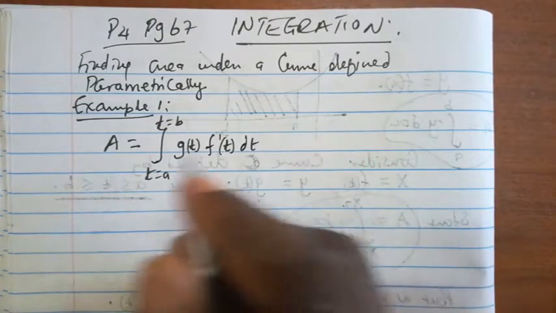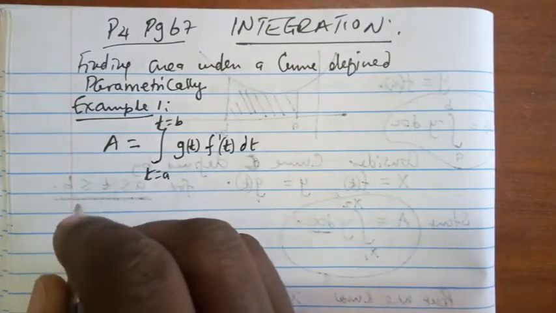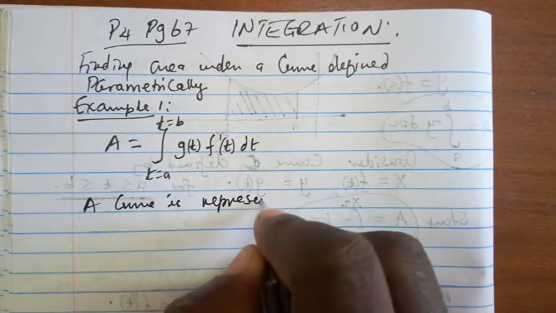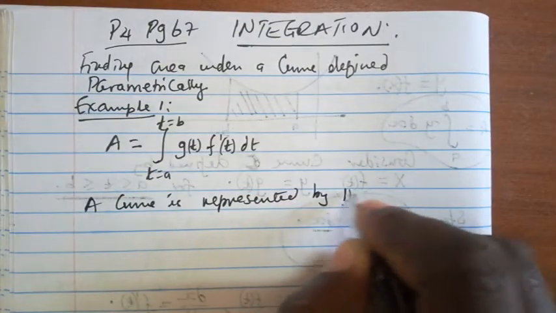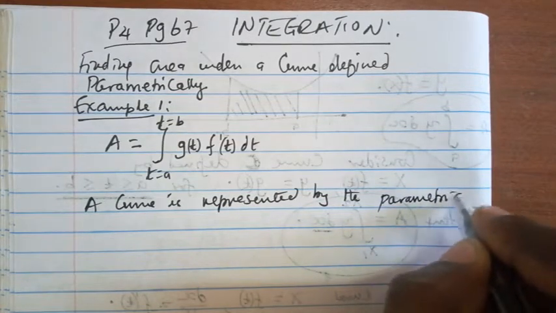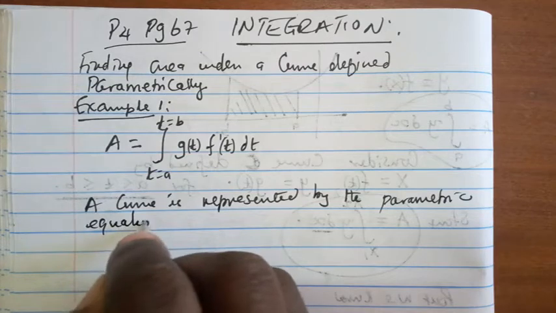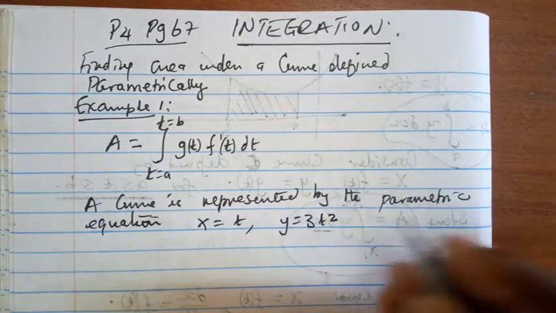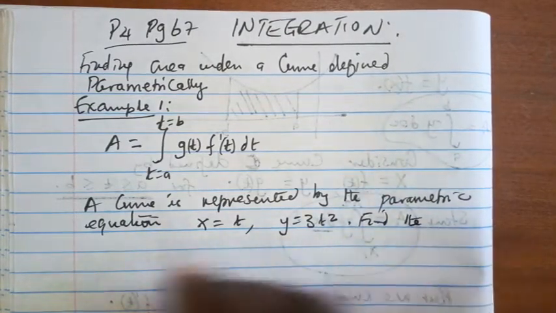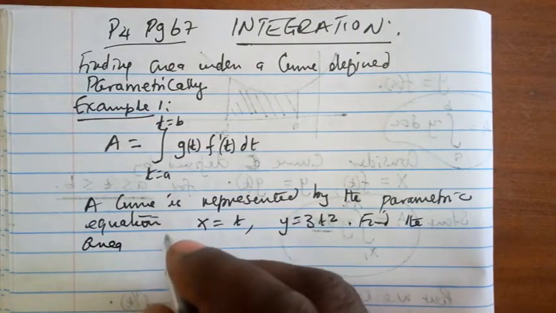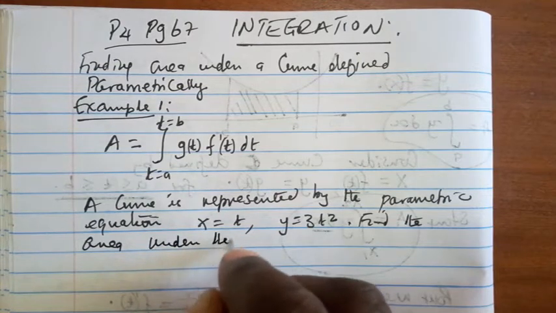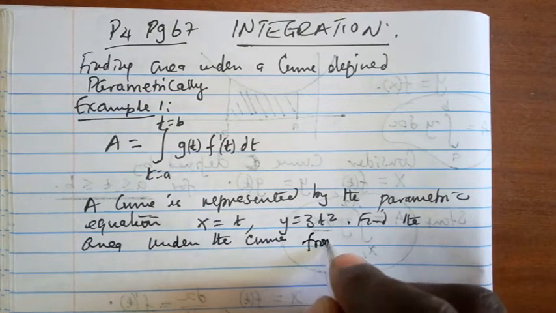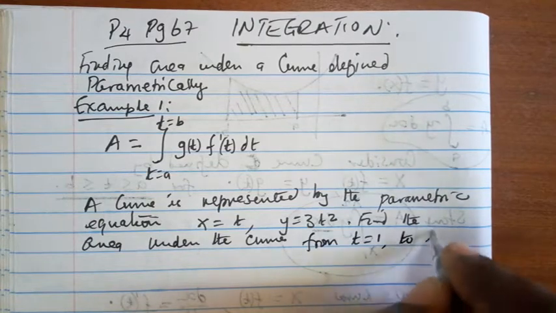to explain example 1. Example 1 is saying that a curve is represented by the parametric equation x equals t, y equals 3t squared, and then the question is find the area under the curve from t equals 1 to t equals 2.